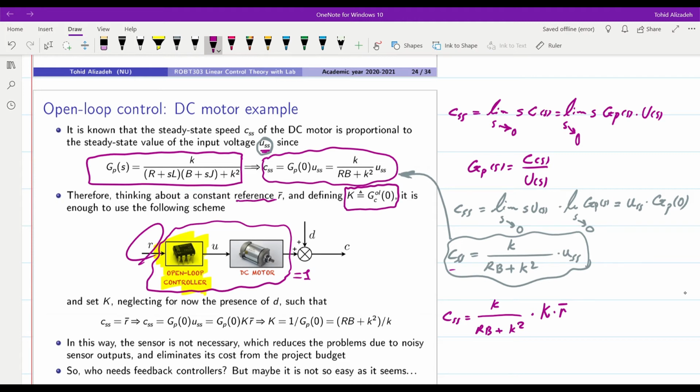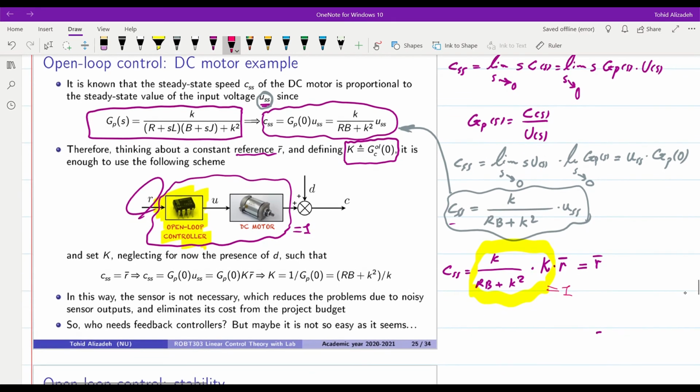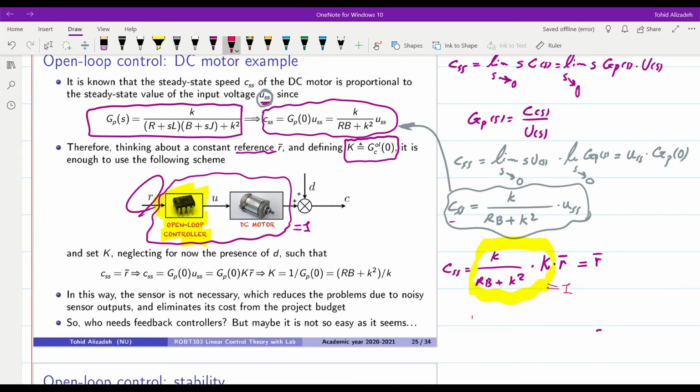And we want this to be equal to R bar indeed. Therefore, this part should be equal to 1. In other words, K should be equal to RB plus K squared over K. This is capital K and the others are lowercase.